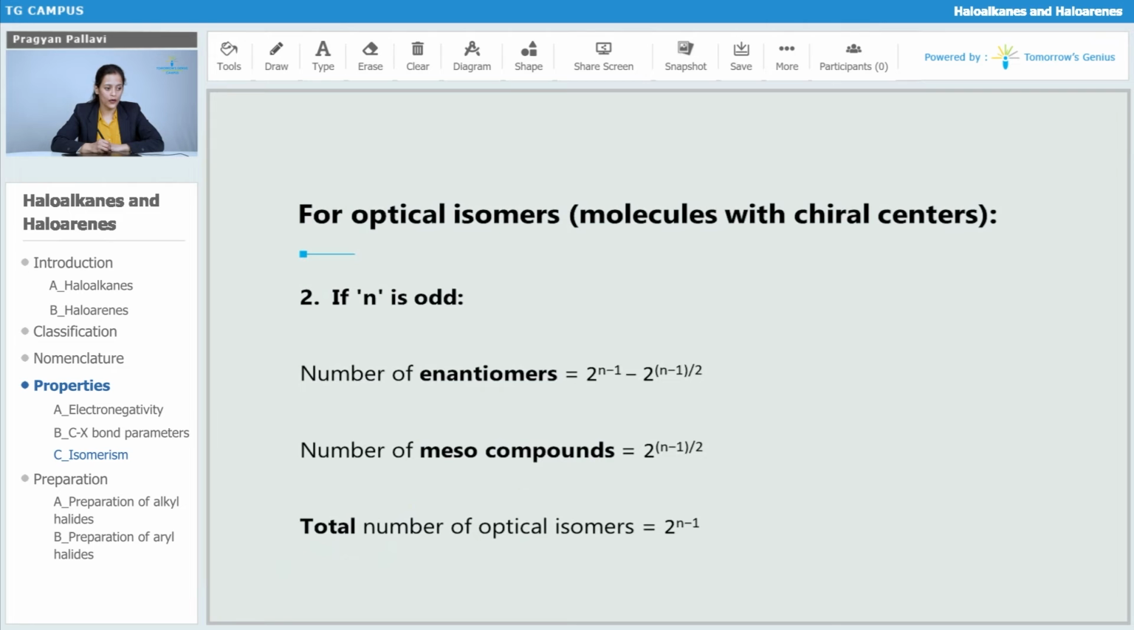But if n is odd, then the number of enantiomers is given by 2^(n-1) minus 2^((n-1)/2), and the number of meso compounds is calculated by 2^((n-1)/2). And the total number of optical isomers can be calculated as 2^(n-1).